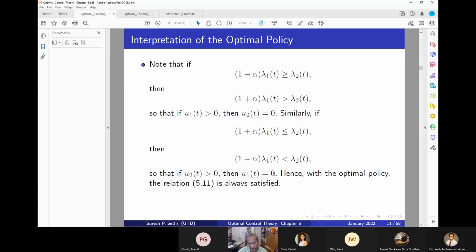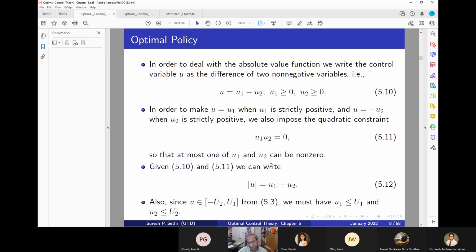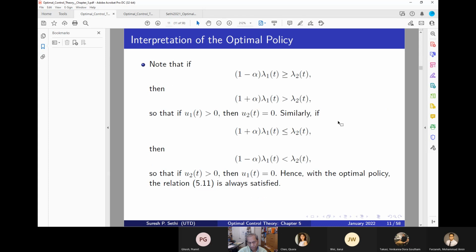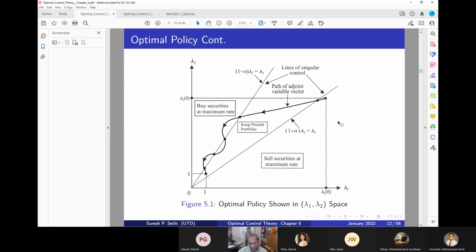Similarly, this and this, so we know that this condition is automatically satisfied. We can prove it now. Of course, we can also eliminate it by an economic argument that it will be foolhardy to buy and sell at the same time. Okay, so that's done. So the optimal policy is something like this.